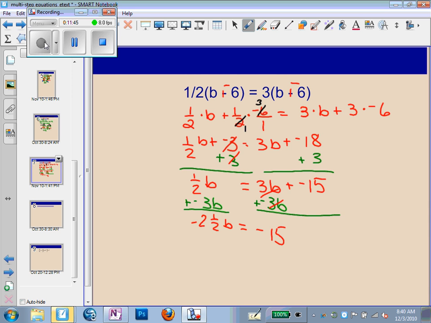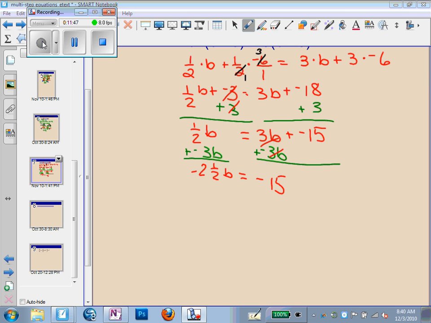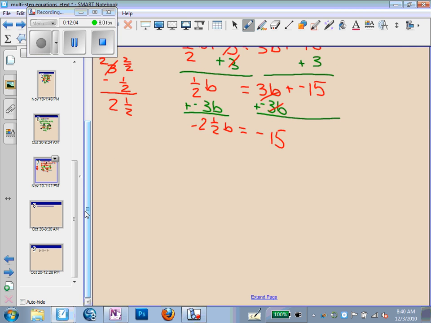So when we get down to having to add 1/2 b plus negative 3b, you're actually subtracting 3 minus 1/2, which is going to give us 2.5, and we have more negatives than positives, so it's negative 2.5b equals negative 15. Now, at this point, we need to multiply both sides by the reciprocal.